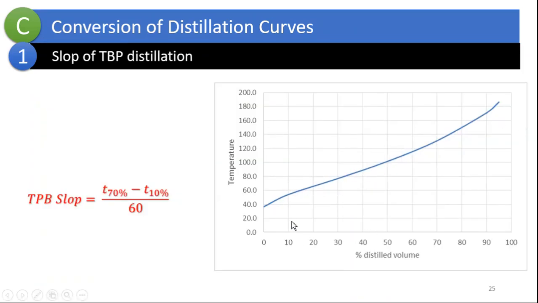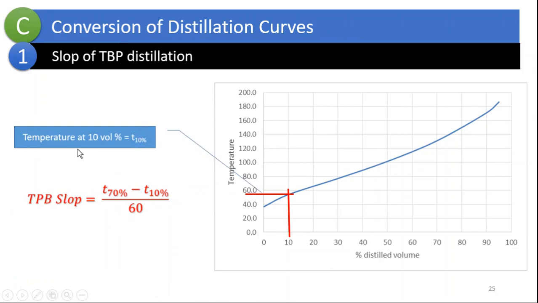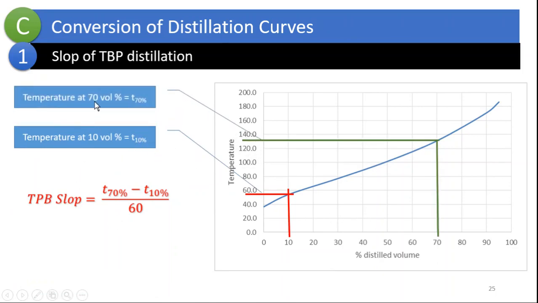I'm repeating how to find the slope. First, find the T10 value, that is the temperature at 10 volume percent. Then find the temperature at 70 volume percent, and then T70 minus T10 upon 60 gives the TBP slope. In this way you can find the TBP slope. That is the first thing you should know.